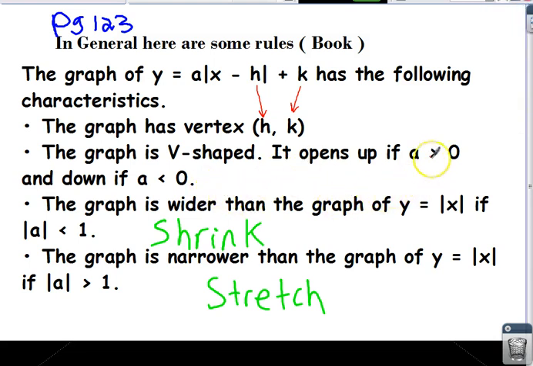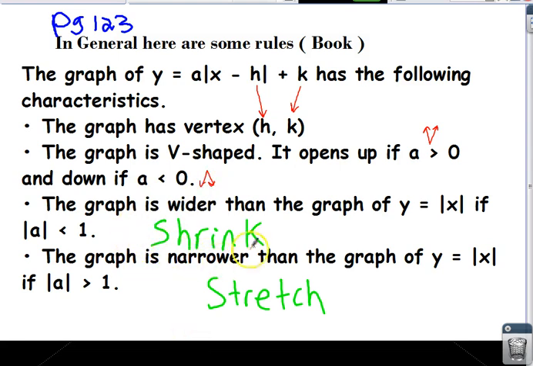The graph is V-shaped. It opens up if a is greater than 0, and down if a is less than 0, which is the fancy way of saying if you have a positive coefficient out in front, it opens up, and if a negative coefficient, it opens down. Easy way to think of this, a positive thing makes you smile. A negative thing makes you frown.